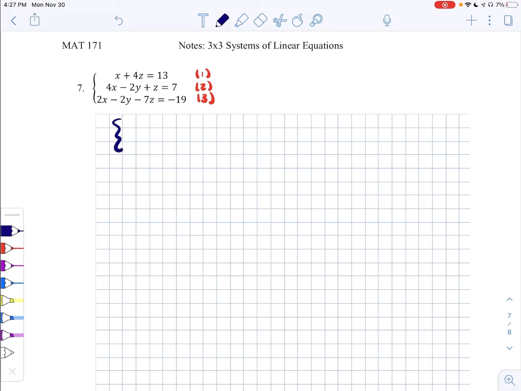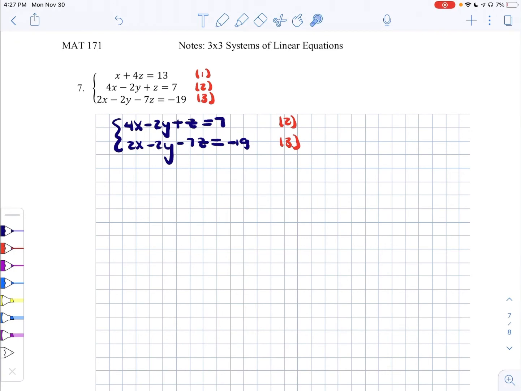All right, so I'm going to put together equations 2 and 3. These are the ones that actually have all 3 variables in them. So that's my equation 2 and 3.